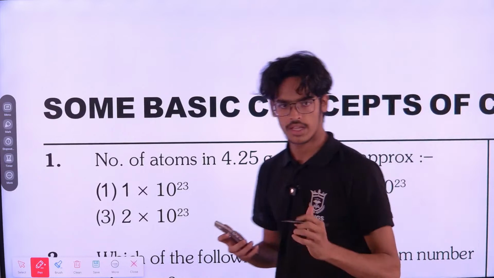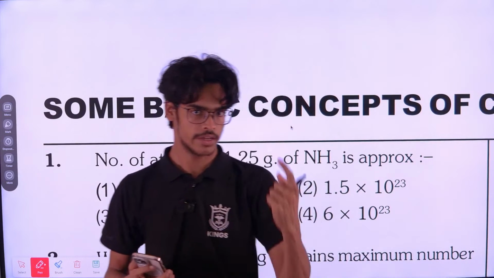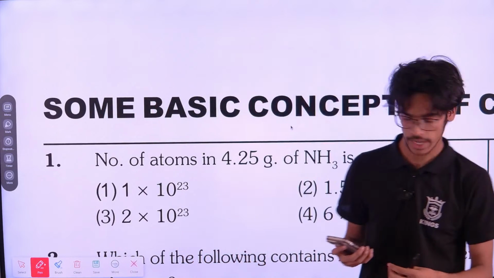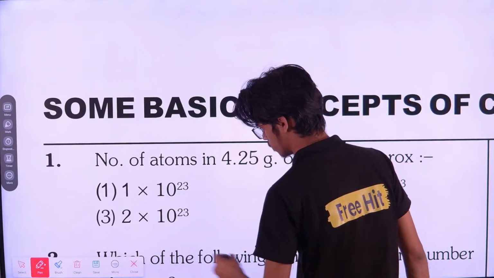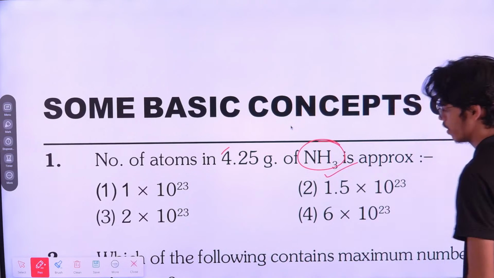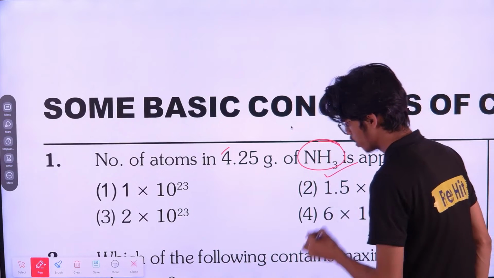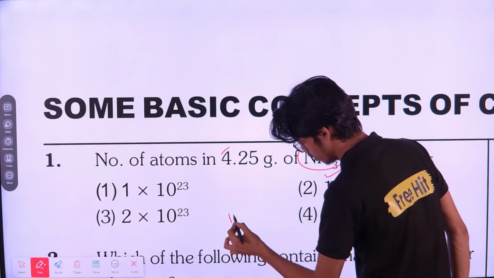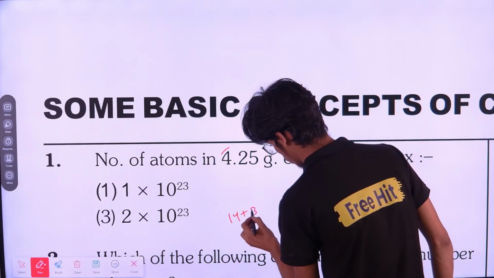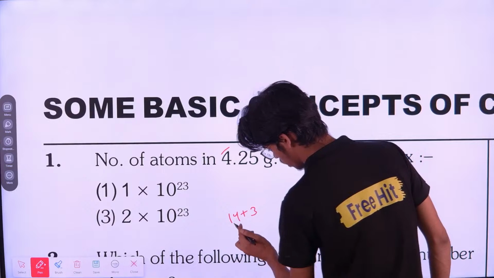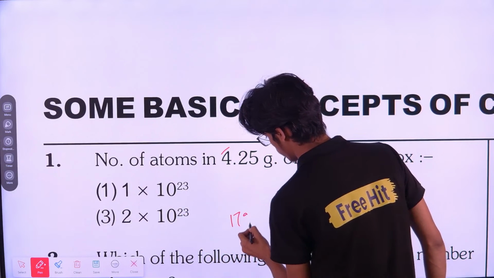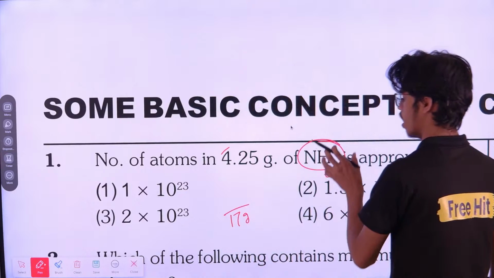First of all, there are 3 ways to find number of moles: weight, volume, and number of particles. Now, 4.25 gram. What is the molecular weight of ammonia? The atomic weight of nitrogen is 14, and for hydrogen it is 1, so 3 for the three hydrogens. 14 plus 3 is 17. So 17 gram is the molecular weight.